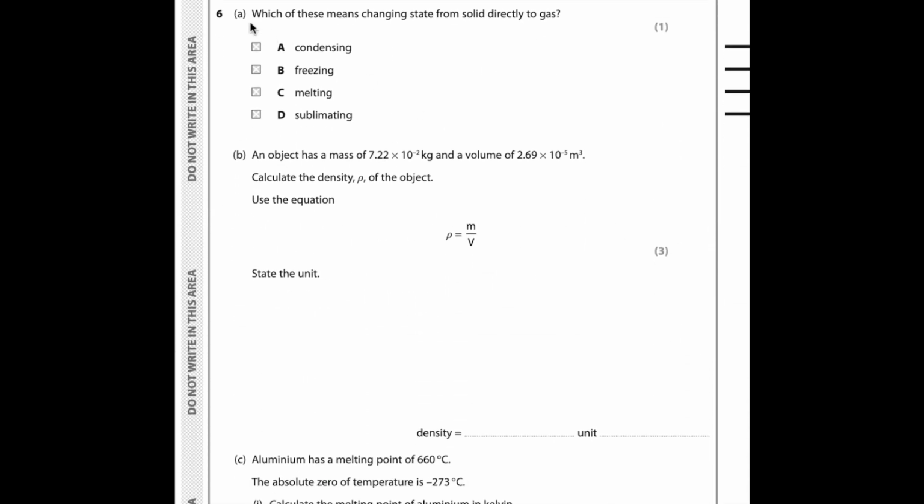Question 6, Part A. Which of these means changing state from solid directly to gas? That is sublimating.